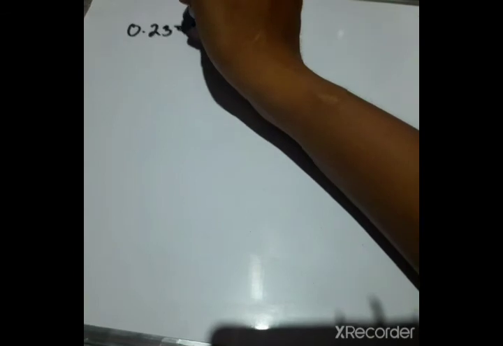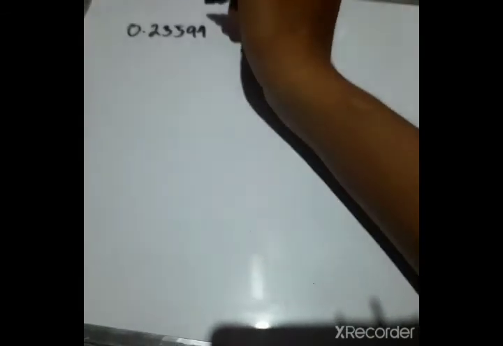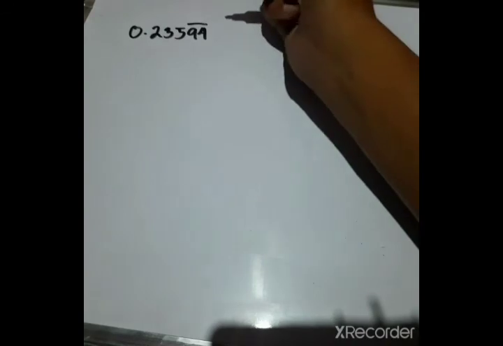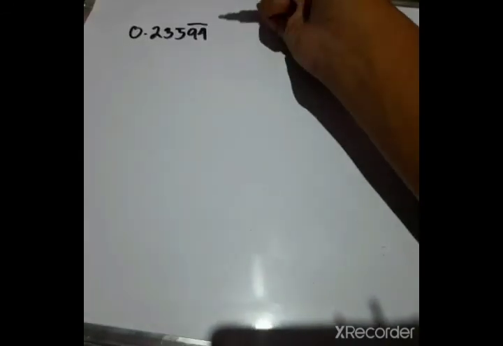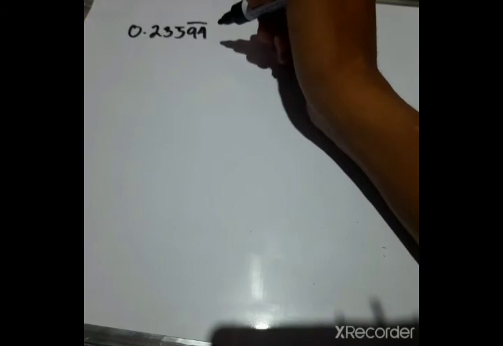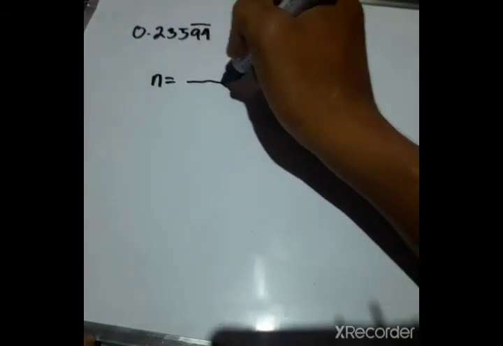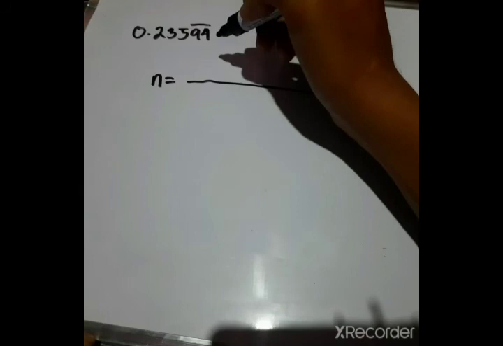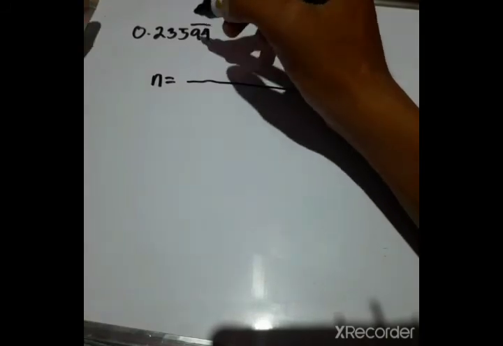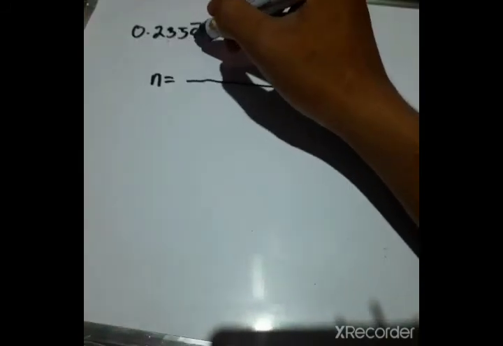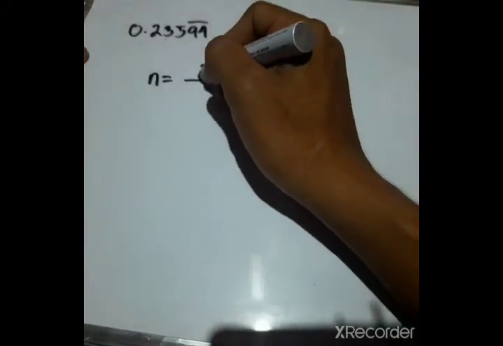So let's move on now to our last example. What if we have 0.23594 with vinculum on top of 9 and 4? Let's convert this into fraction form by simply applying the formula. So n is equal to, it says all terms after the decimal, so we have 23594. We will write everything except for the 0.